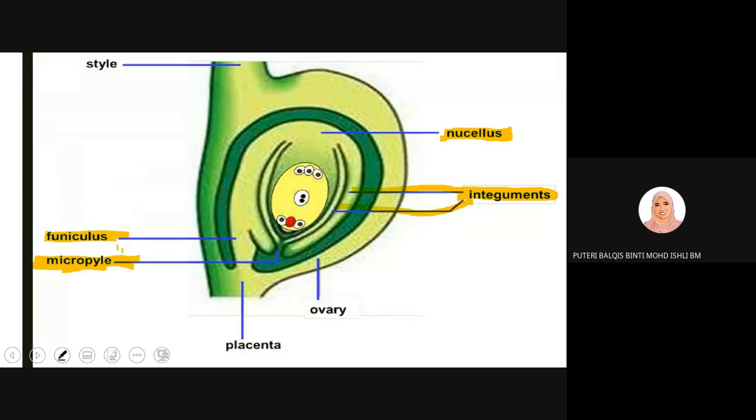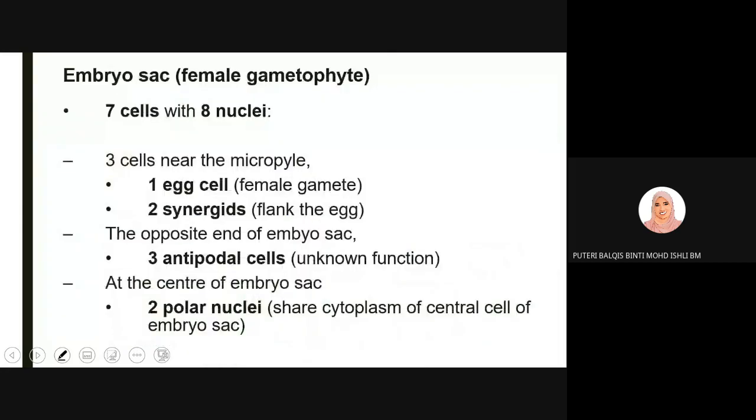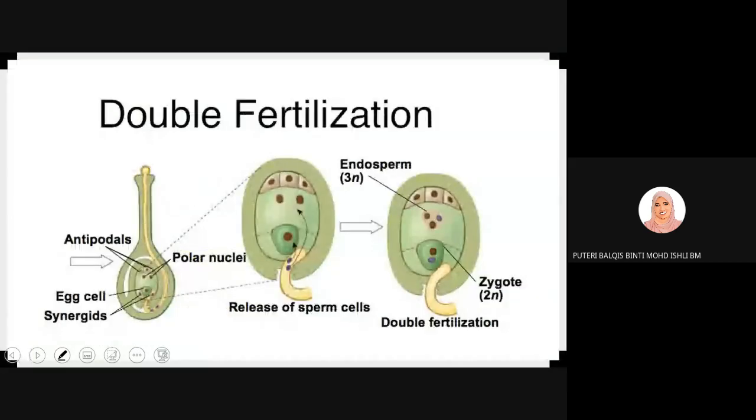Micropyle ni dia ada lubang kecil kan. Kenapa? Sebab nanti pollen tube nak masuk situ, and then dia akan discharge the 2 sperms. Ni, pollen tube masuk and then dia akan release 2 sperms. Dia akan masuk melalui micropyle tu. This is the micropyle. Saya tak ada pun gambar ni dalam lecture, saya tambah lecture note.